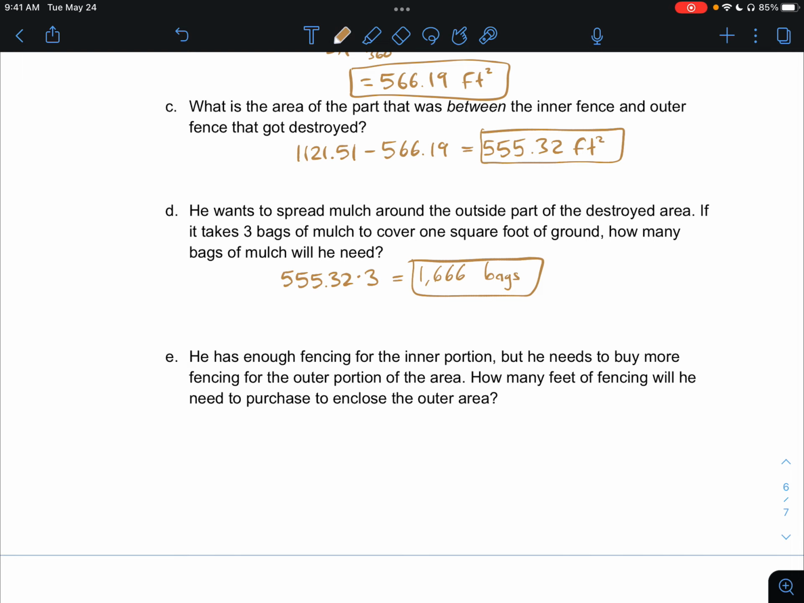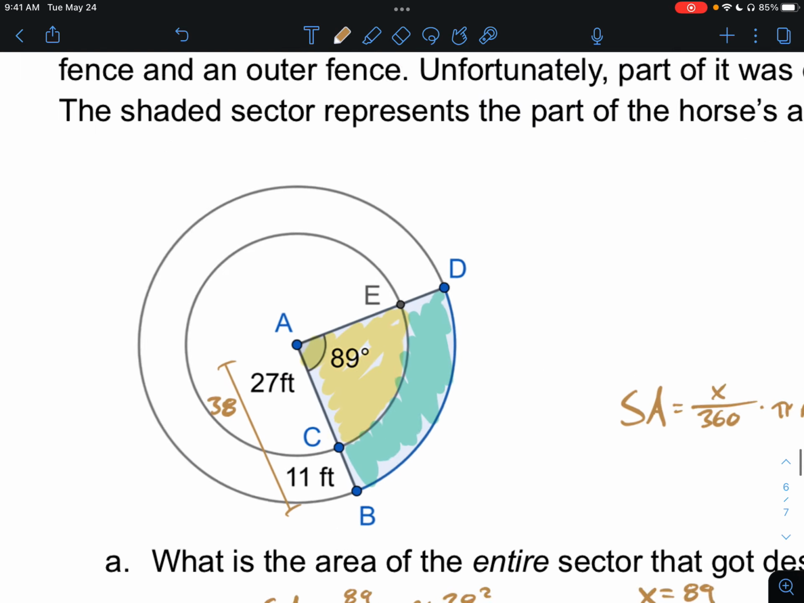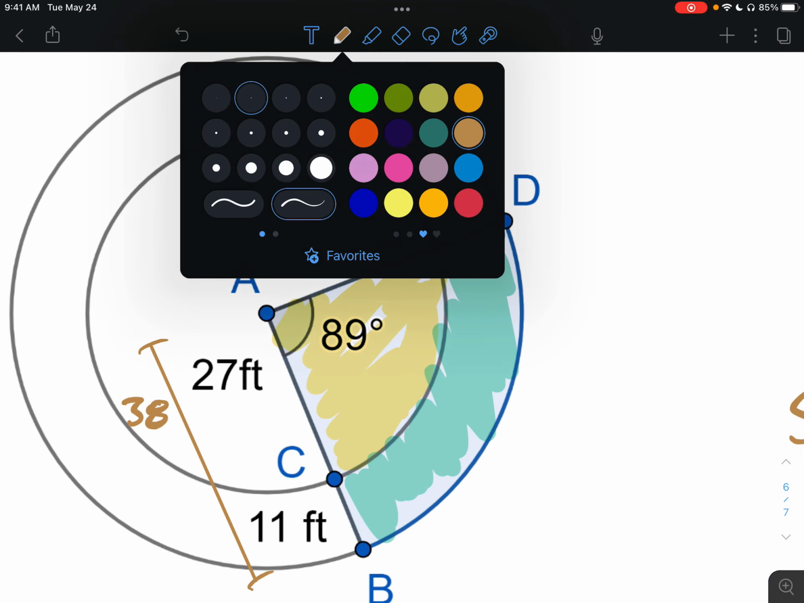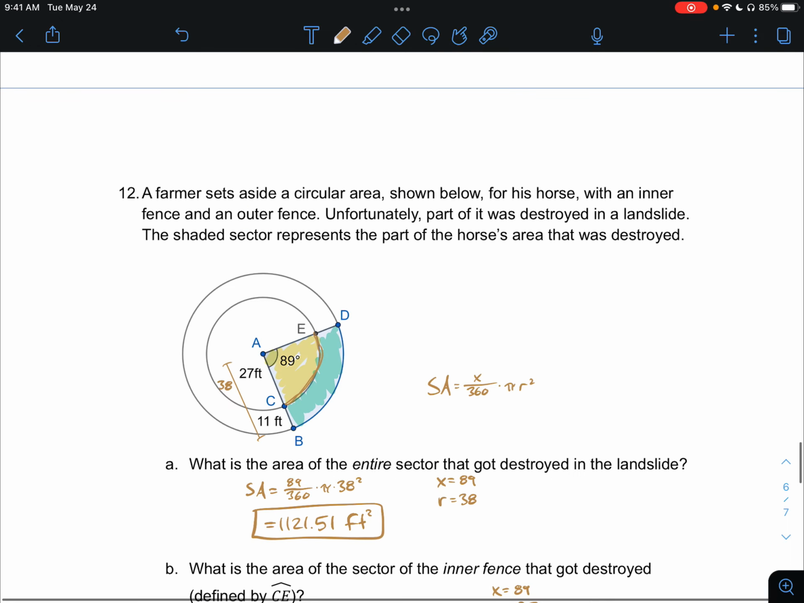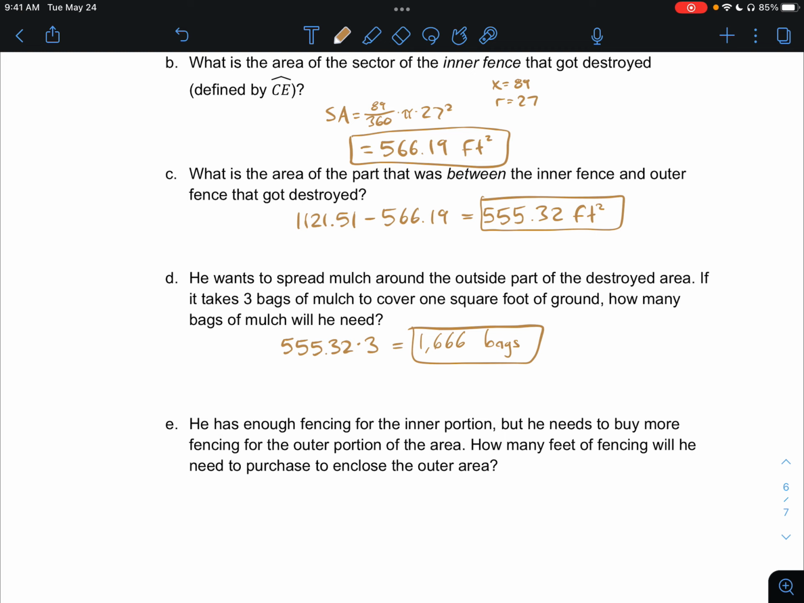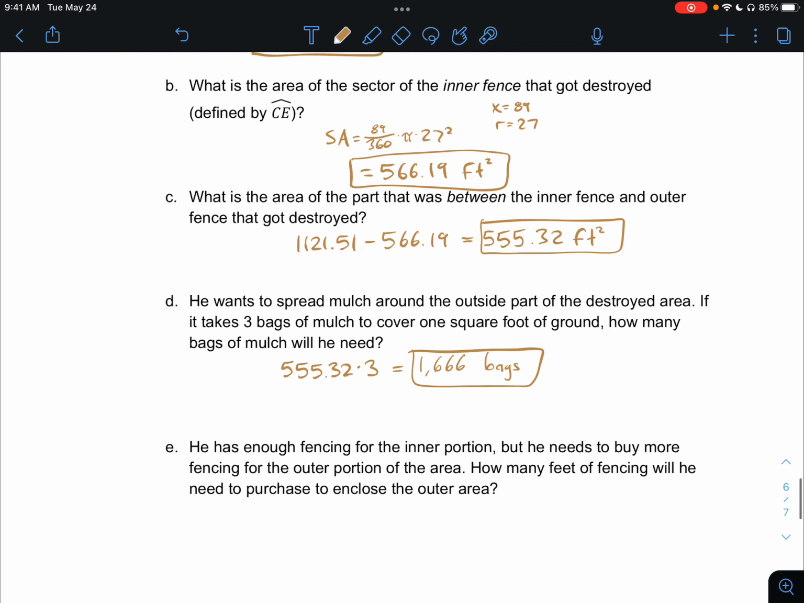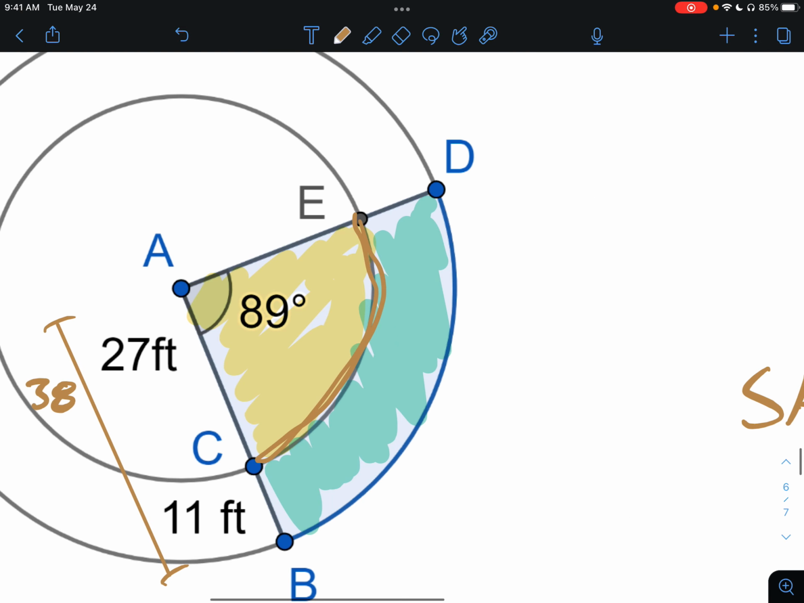And finally, he has enough fencing for the inner portion. So he has enough fencing to cover from E to C. He has enough fencing for that, stored somewhere, I guess. But he needs to buy more fencing for the outer portion. How many feet of fencing will he need to purchase to enclose the entire area? So he needs to get this part here. I'll do a different color for that. So he needs to get this part here, this red part.